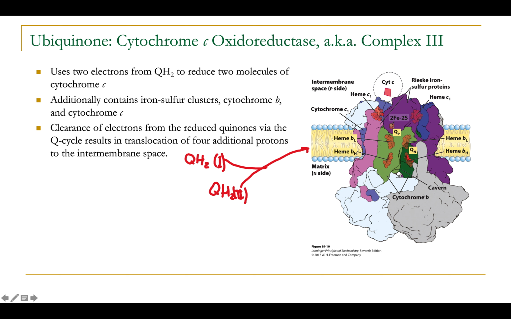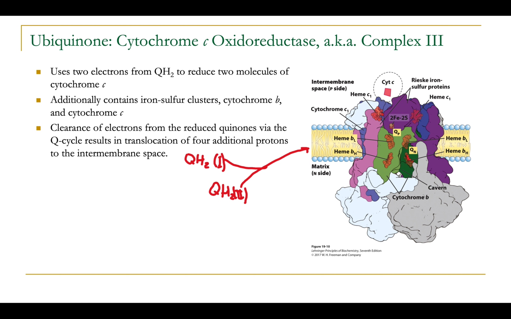The electromotive force generated by this transfer is utilized to power proton pumping from the negative side to the positive side, increasing even more the proton concentration along the two sides of the mitochondrial membrane.